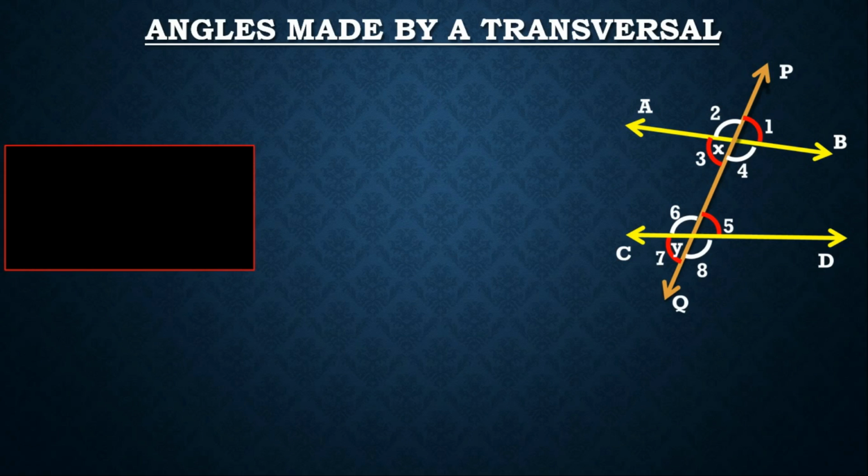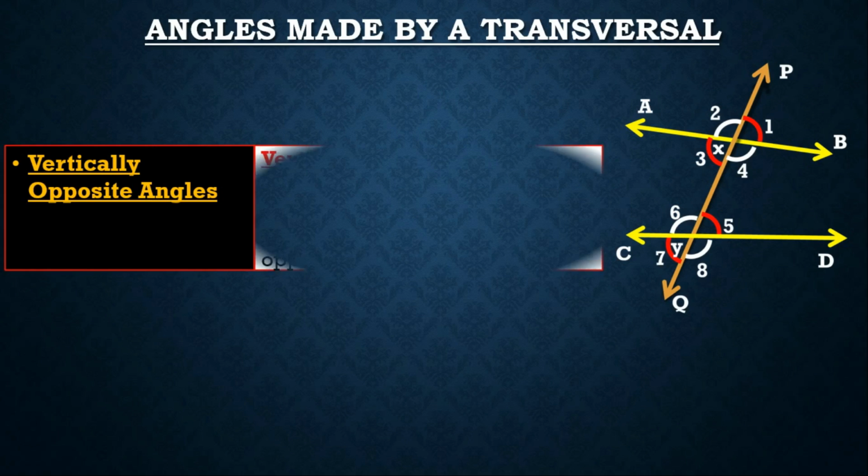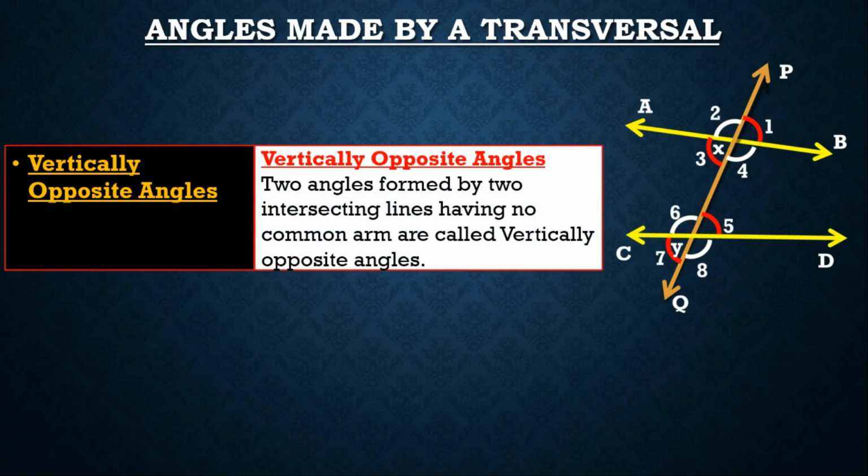The other angle which is made by a transversal is vertically opposite angles. What are vertically opposite angles? As we have already studied in our previous video, two angles formed by two intersecting lines having no common arm are called vertically opposite angles. So how are vertically opposite angles formed? Vertically opposite angles are formed by the intersection of two lines.